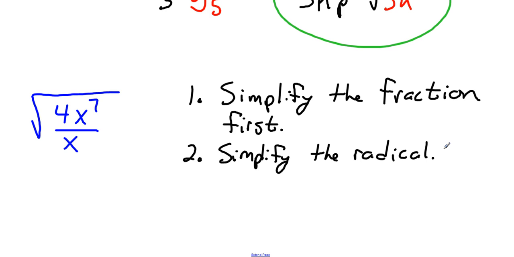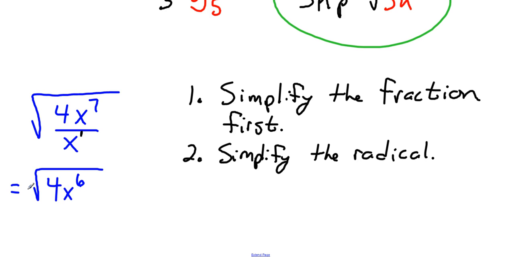So if you have the square root of 4x to the 7th over x, if you have variables stacked on top of each other, where that's x to the first, all you have to do is just subtract the exponents. So we've got the square root of, well, there's nothing to simplify 4 with, so it's just square root of 4. But where you've got x to the 7th over x to the first, you can just subtract those two exponents. Make it x to the 6th.